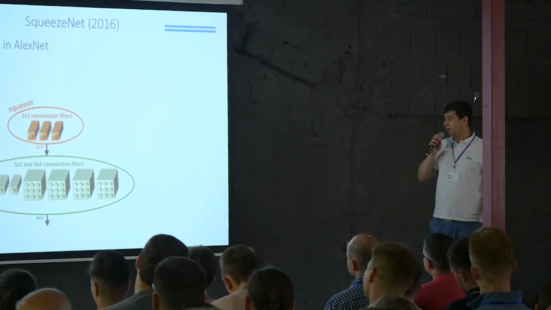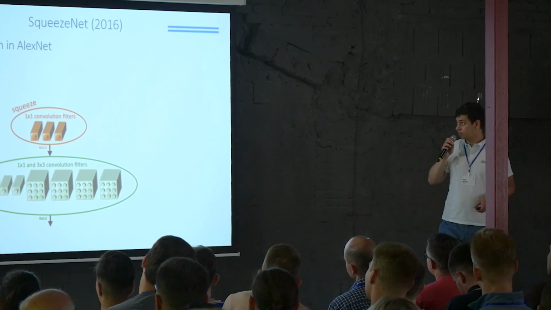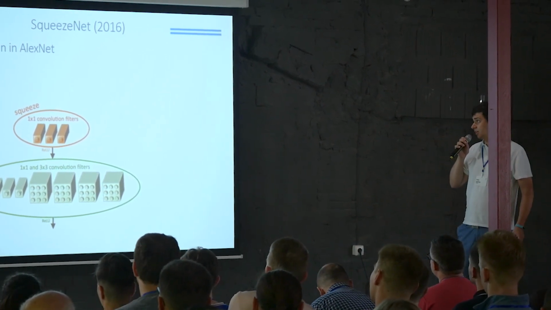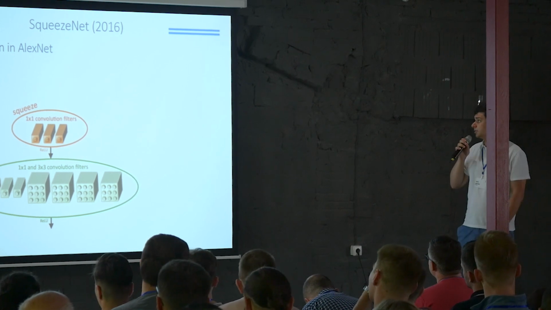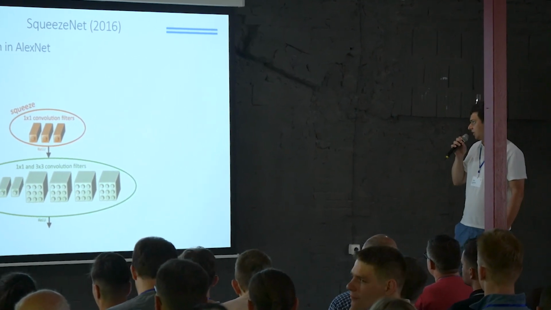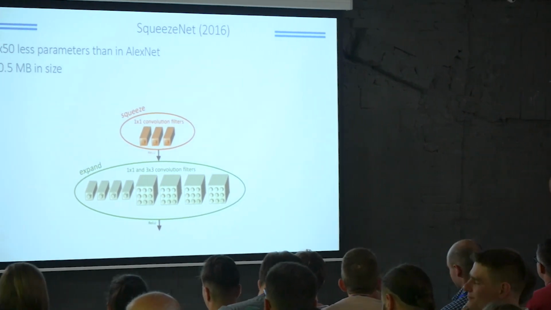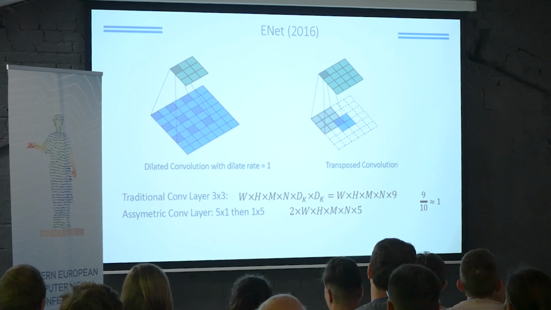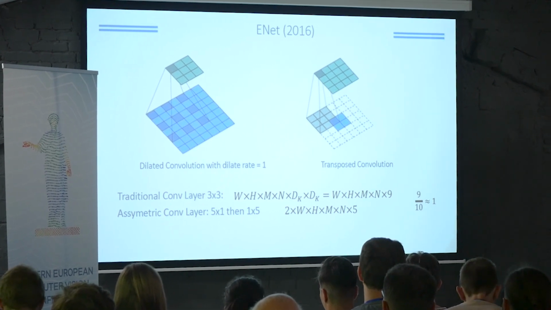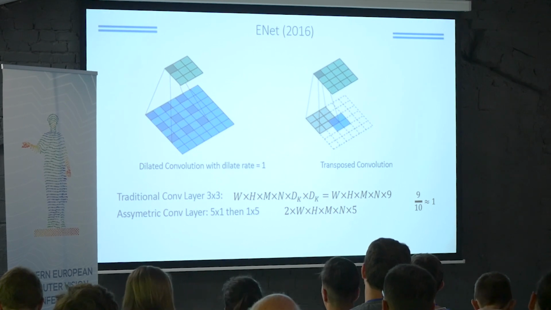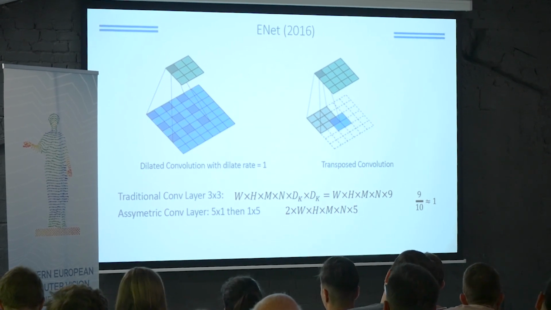So even though it was one of the first good efficient networks, they had good results. For example, they had 50 times fewer parameters and very low size. And the next paper I really like was developed for semantic segmentation for autonomous driving.